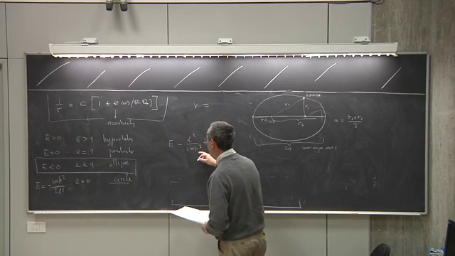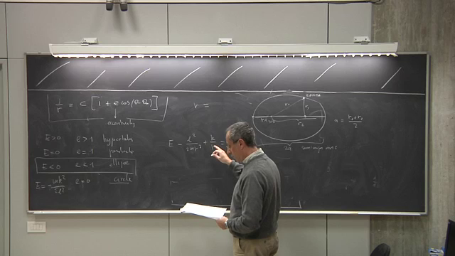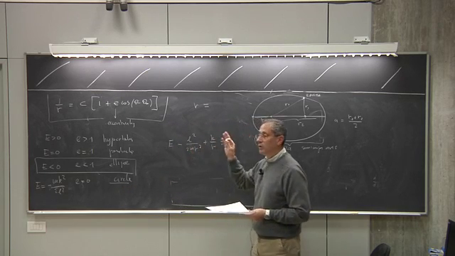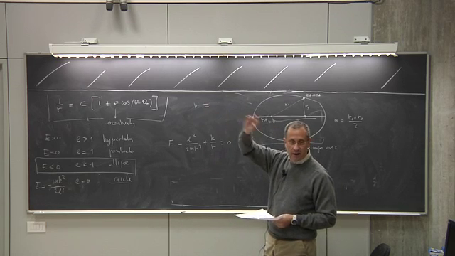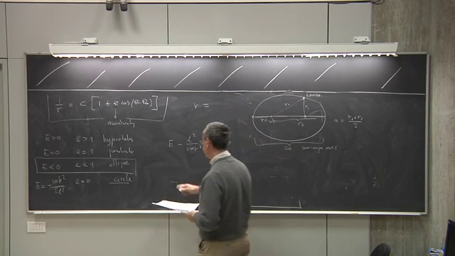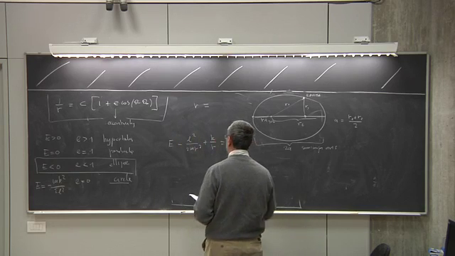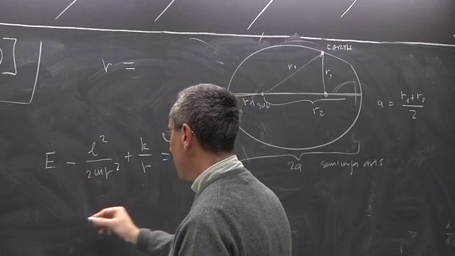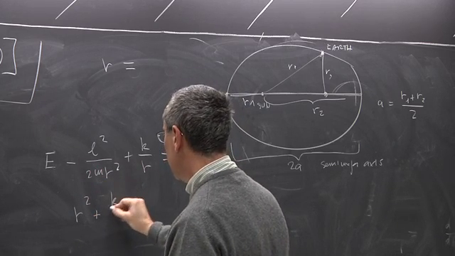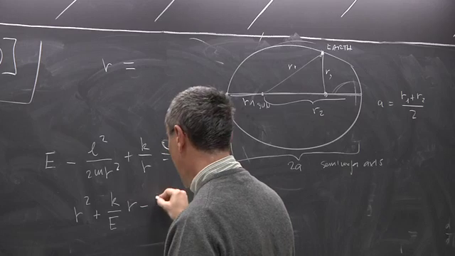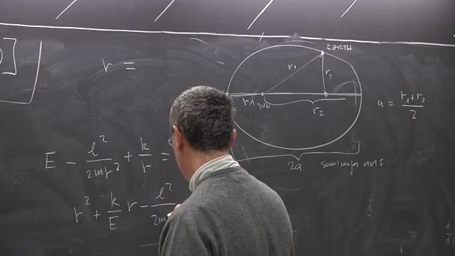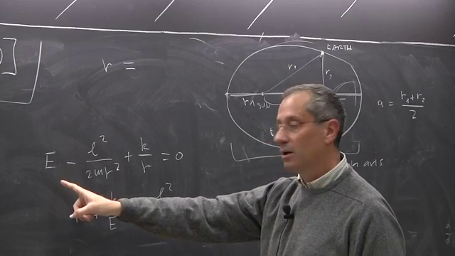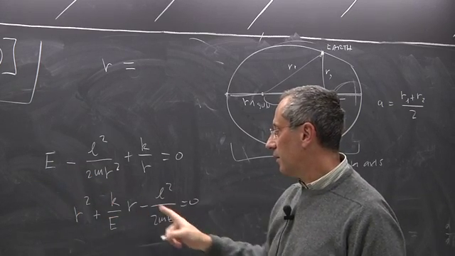So you see, I want to rewrite the eccentricity in terms of quantities that you can measure by looking at the planet. And the trick is now I can solve this because this is a second order algebraic equation. So this is r squared plus k over E r minus L squared over 2mE equal to 0, right? I multiply by r squared, divide by E, okay? And this is what I get.